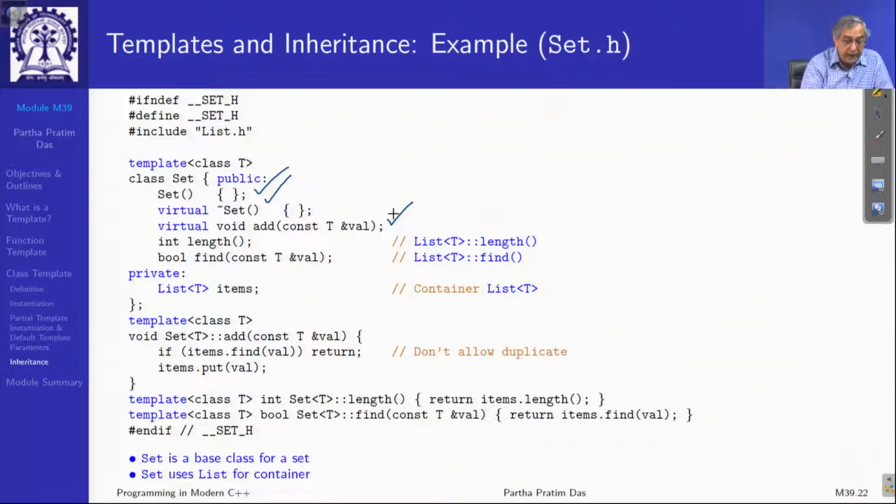So, I need to use the find function to check if the element being added is already there. When I try to do add, I first do a find. If it is there, I do not add it, because duplicates are not allowed. Otherwise, I add it by doing the put of the list. This is a simple thing that I do.